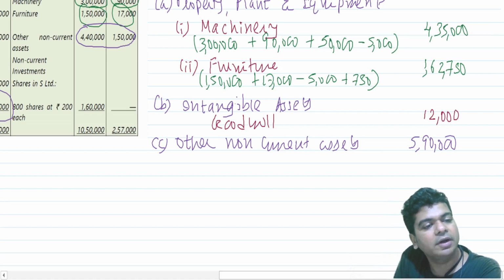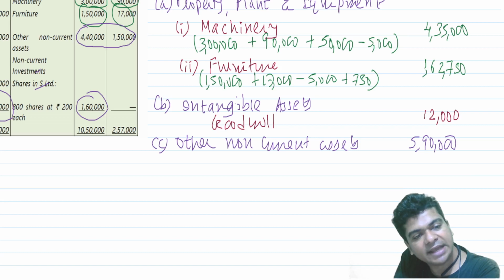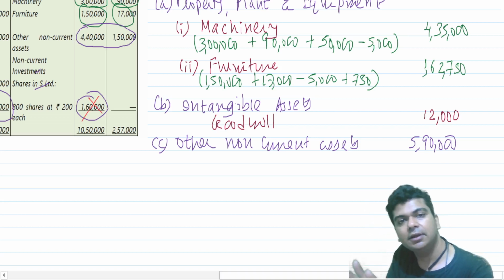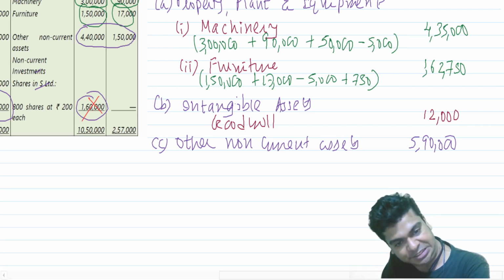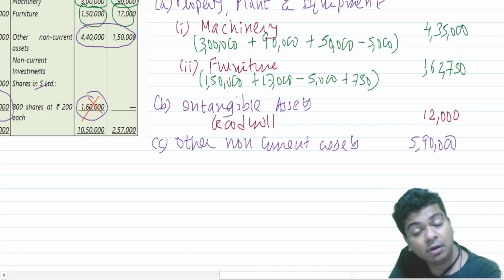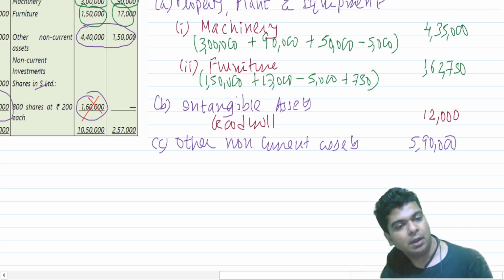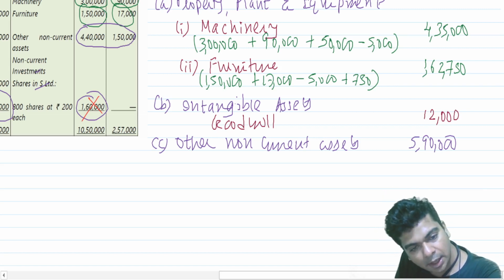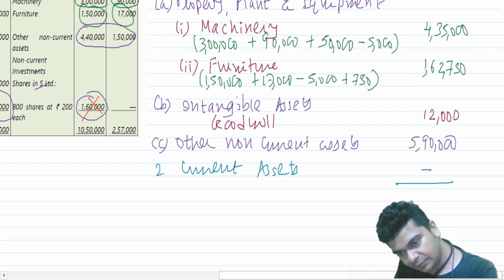Then they are saying non-current investment, shares in S Limited, 1 lakh 60. This 1 lakh 60 is the investment in the subsidiary. We have cancelled it. And then we have calculated the resultant goodwill of 12,000. So this 1 lakh 60 will no longer be reported. That investment has got cancelled. And after that, nothing is there. That means there are no current assets. So we say current assets, there aren't any.